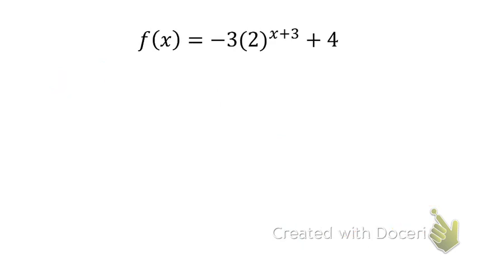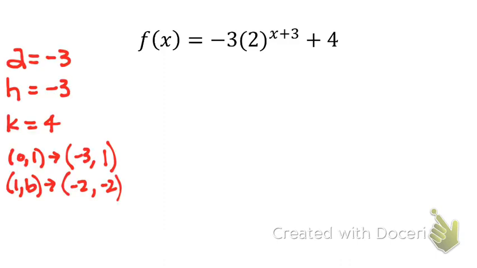So let's do one more in this video. So here's our newest function. Notice it's the same parent function. It's a base of 2, but see if you can find a, h, and k, and then see if you can use our formulas from the previous slide and find the reference points. Pause the video and try all that. So our a was negative 3, h also was negative 3, and our k is 4.